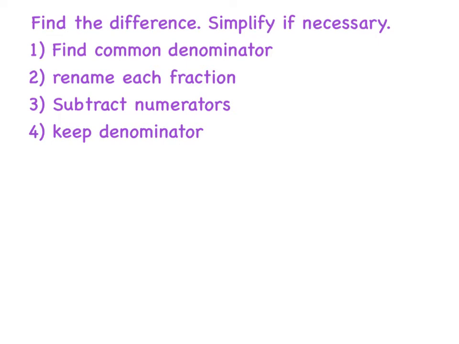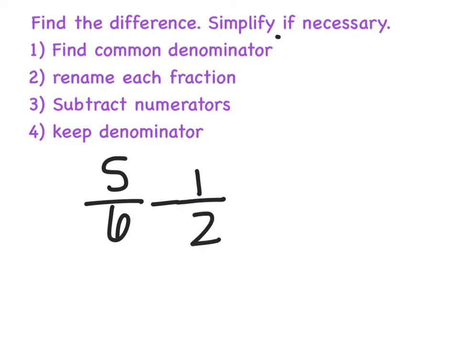If I had 5/6 minus 1/2, we have the same steps as yesterday with adding fractions. So the first thing is to find a common denominator. It will help you when you need to simplify if you find the least common denominator. So let's go ahead and do that. The least common denominator of 6 and 2 is 6.